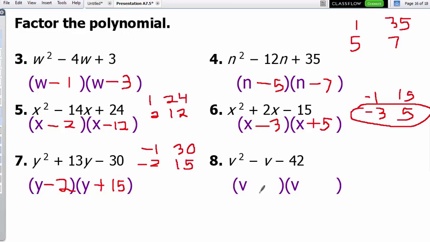Factors of -42 that add to give me, well, one is positive, one is negative. So factors of 42, we had already made up this list, and notice that this is a very small number. It's -1. So my numbers end up being +6 and -7. And there we have factors. That is what you're doing today.